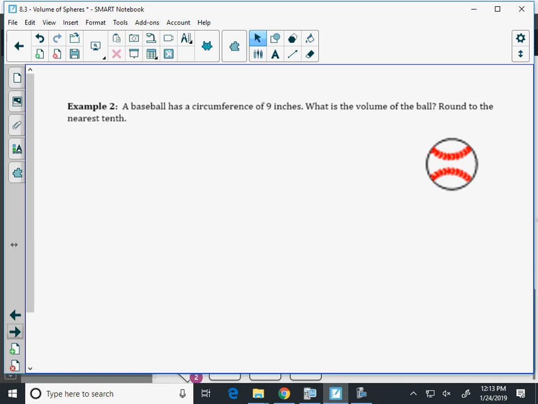So take a look at this last example. It says a baseball has a circumference of 9 inches. What is the volume of the ball? Round your answer to the nearest tenth. And again, a ball is a type of sphere. Circular shape, it's a type of sphere. So I'm going to write down the formula for volume of a sphere, which is 4/3 pi r cubed.